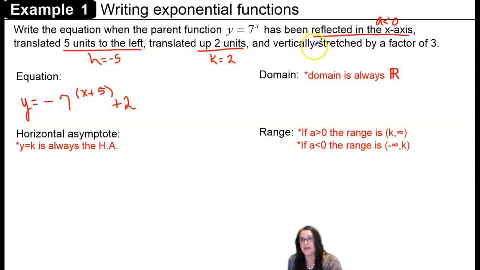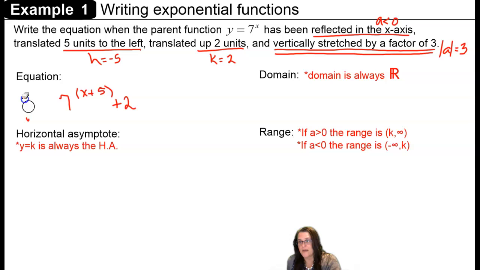At the end for the k, and it's been vertically stretched by a factor of 3, and so that tells me that the absolute value of a is equal to 3. Now I know from the reflection that my a had to be negative, so now I know that because of that vertical stretch, my a has to be -3. And so I have -3 times 7 raised to the quantity x plus 5 and then plus 2.